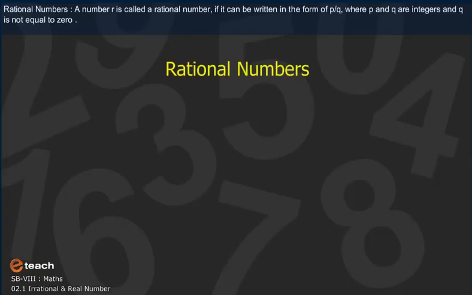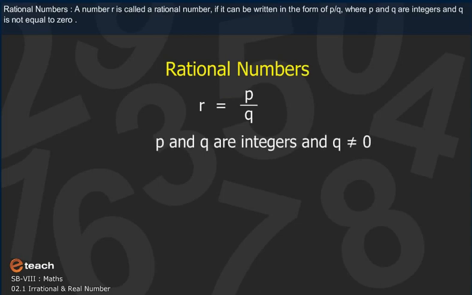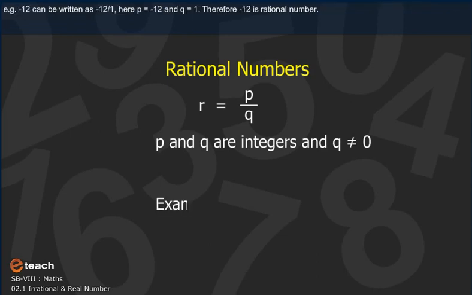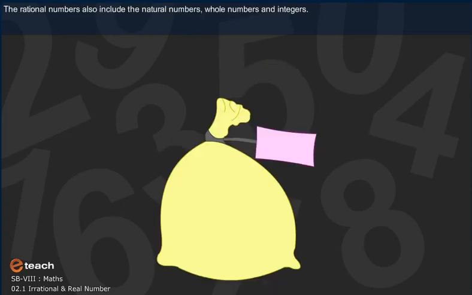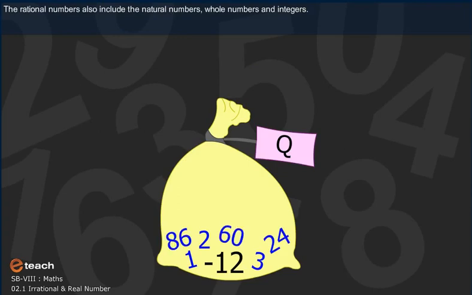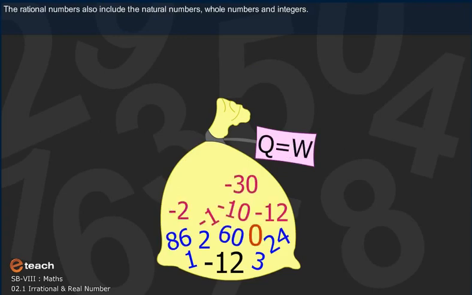Rational numbers. A number R is called a rational number if it can be written in the form of p by q, where p and q are integers and q is not equal to 0. For example, -12 can be written as -12/1. Here p is equal to -12 and q is equal to 1. Therefore, -12 is a rational number. The rational numbers also include the natural numbers, whole numbers and integers.